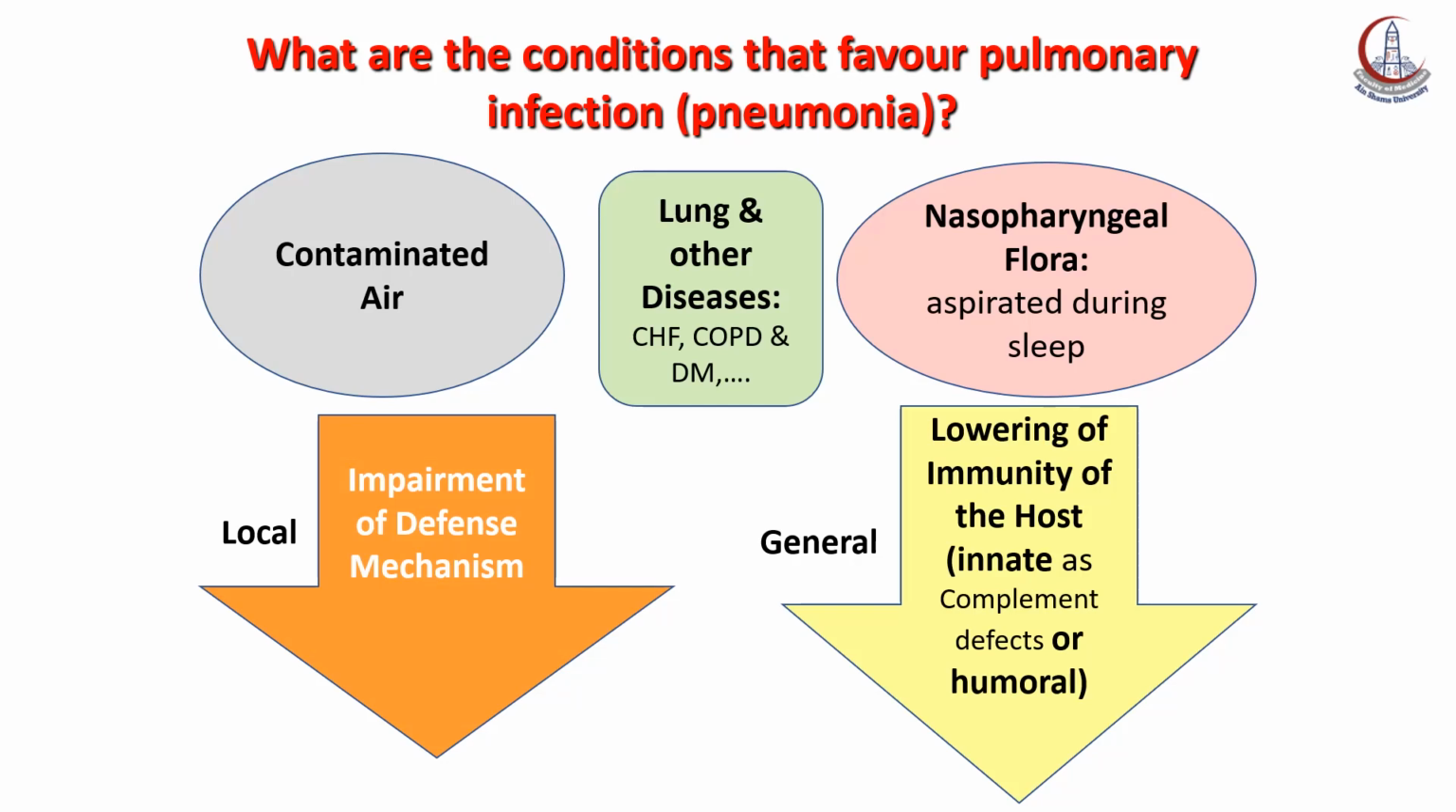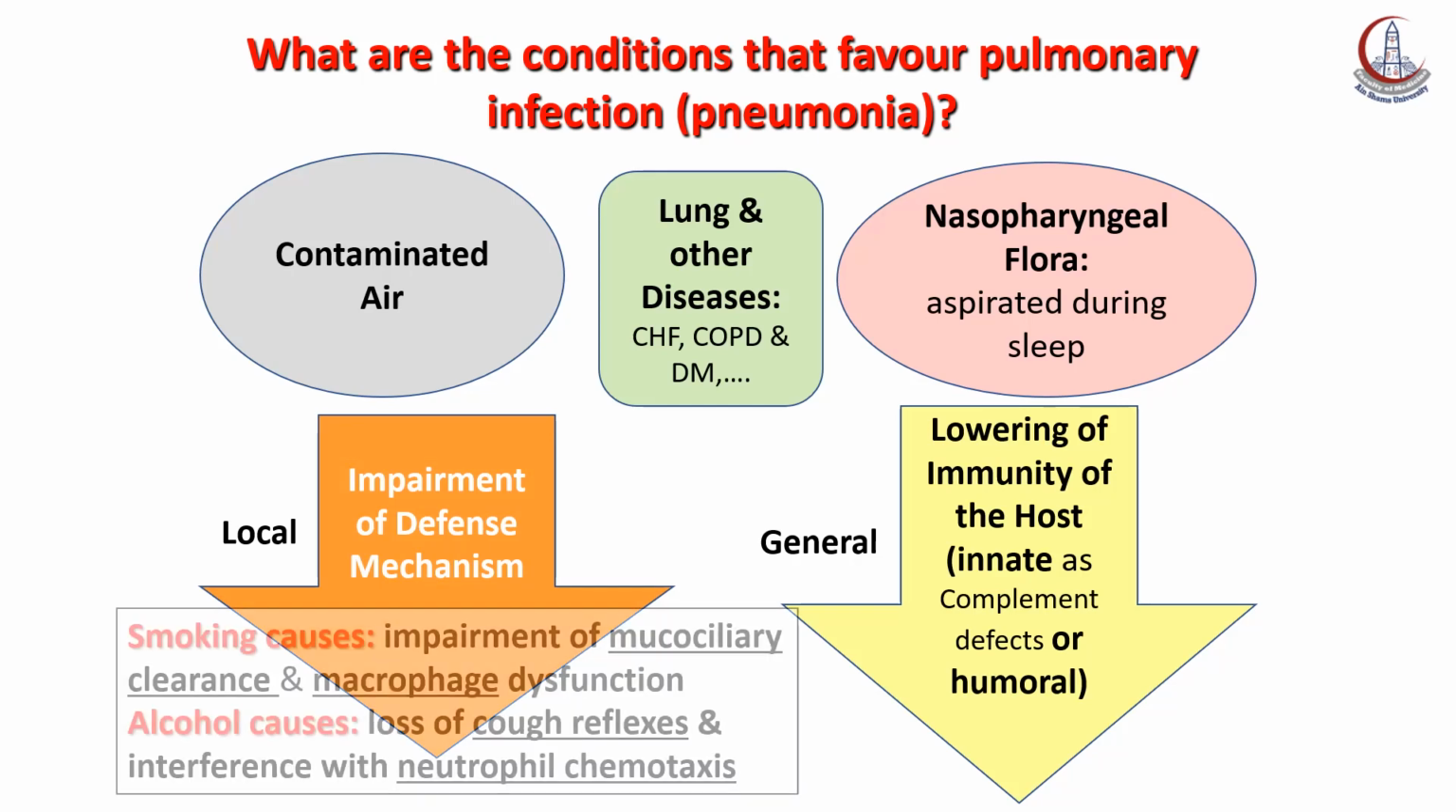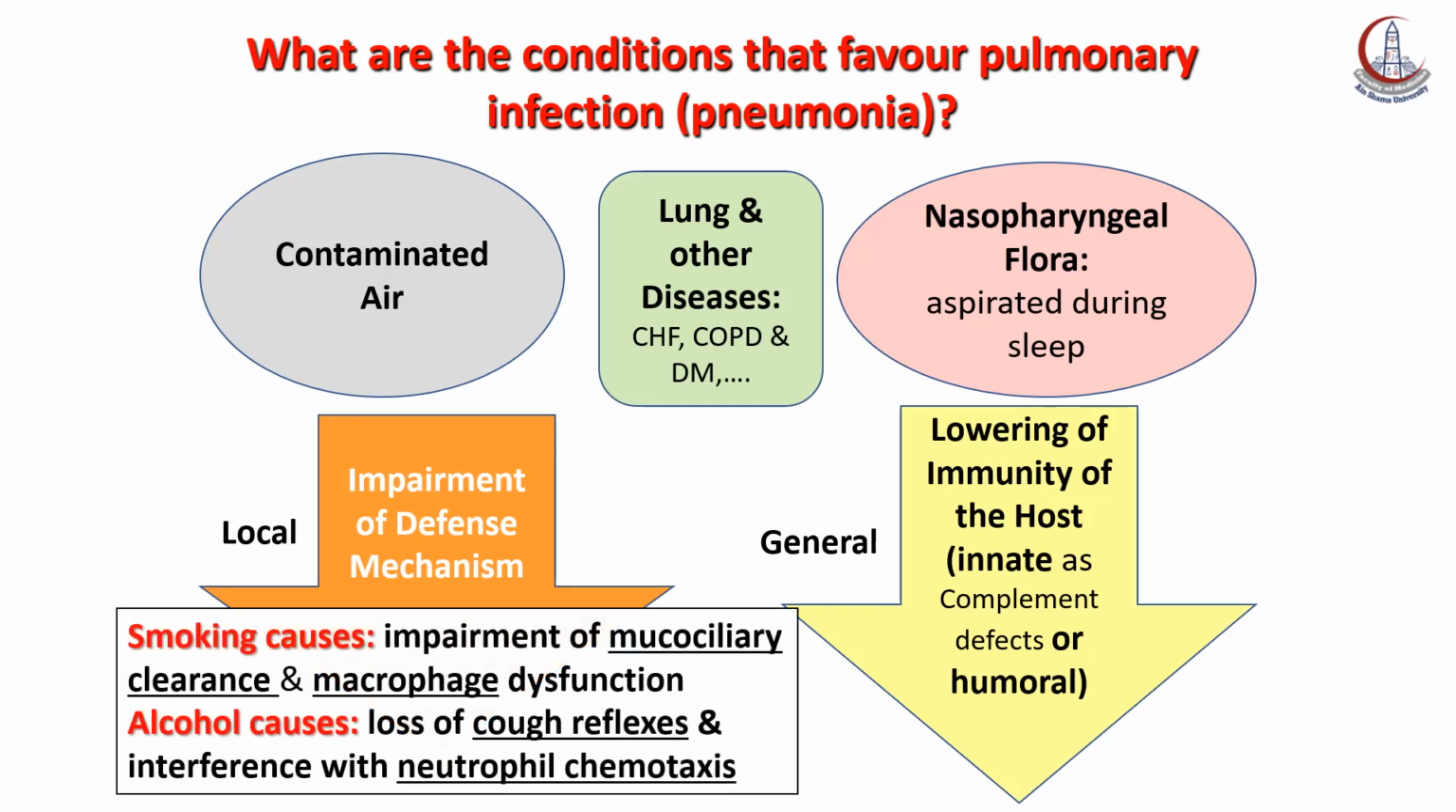Local causes, like impairment of defense mechanisms. Smoking causes impairment of the mucociliary clearance and macrophage dysfunction. Alcohol consumption causes loss of the cough reflex and interferes with neutrophilic chemotaxis.